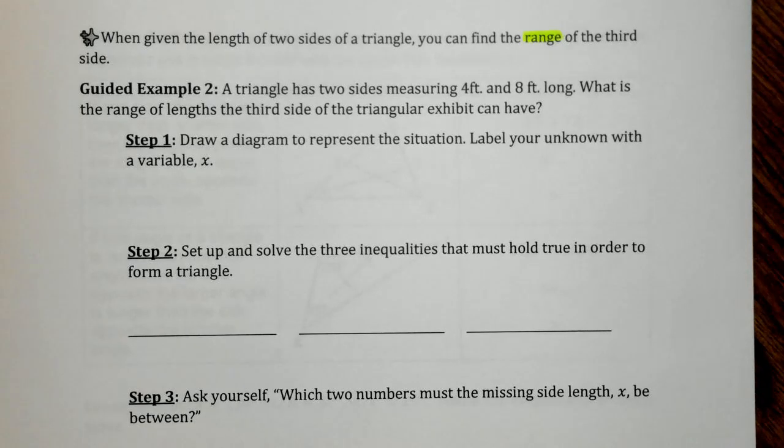This is going to be a guided example here, step by step. A triangle has two sides measuring 4 feet and 8 feet long. What is the range of the lengths of the third side?